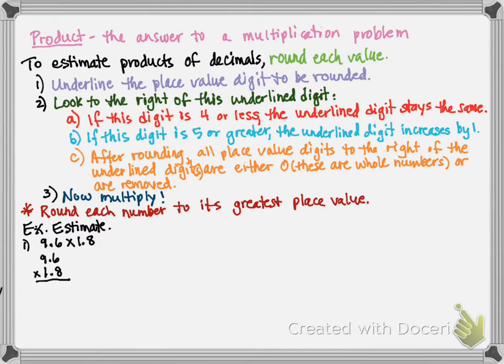Okay, so first off, where are we going to round to? Well, in both of these, to the nearest whole number. So we're going to look at the digit to the right of the whole number to tell us what to round to.